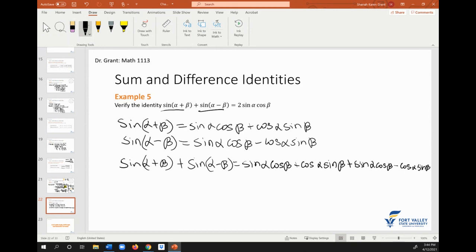And now I'm simplifying. So we know that these will go because they're the same, and it's subtraction and addition. So you have 1 sine alpha cosine beta, and then you have another one here. So what does that give me? 2 of them. So this is 2 sine alpha cosine beta. And that's correct. So we've proven what we needed to prove.